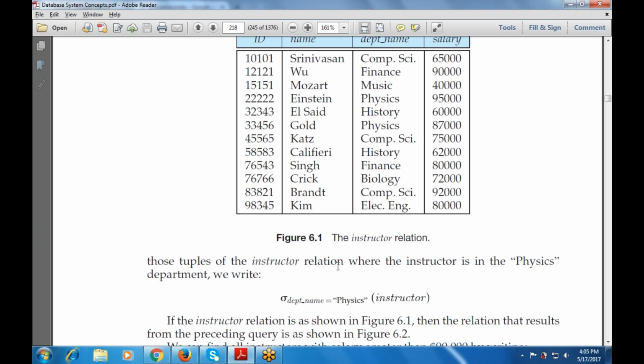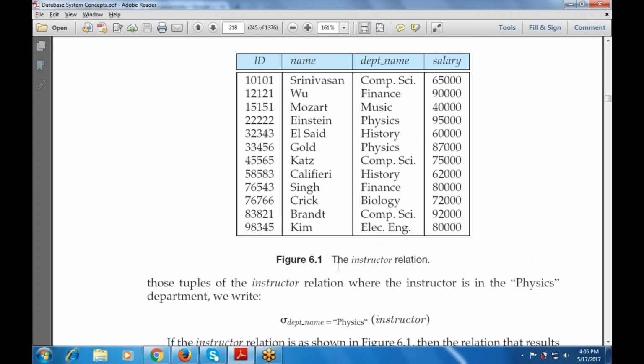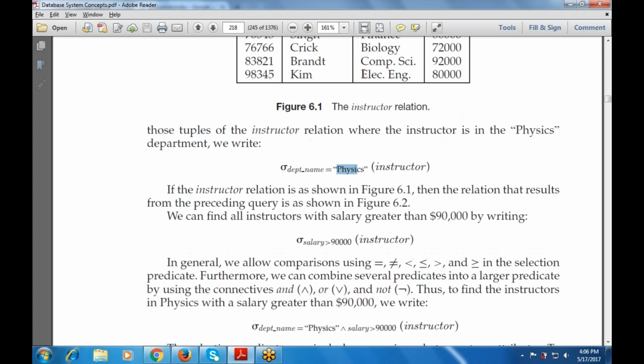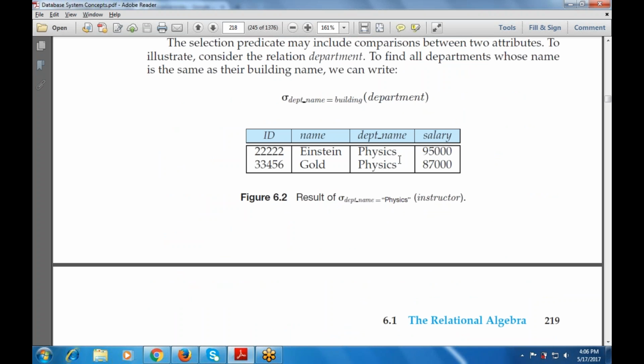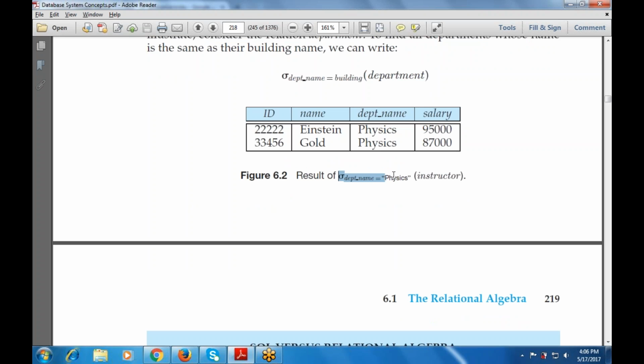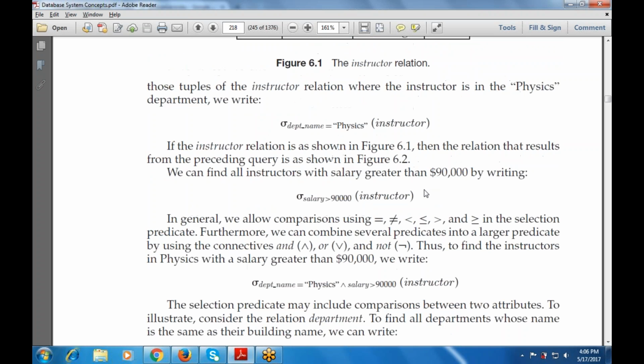If the instructor relation is shown in this table, and we look at the physics department, there are only two outcomes. Department name is physics. There are only two physics instructors, with salaries 95,000 and 87,000. So this is the result of sigma department name equals physics, instructor.